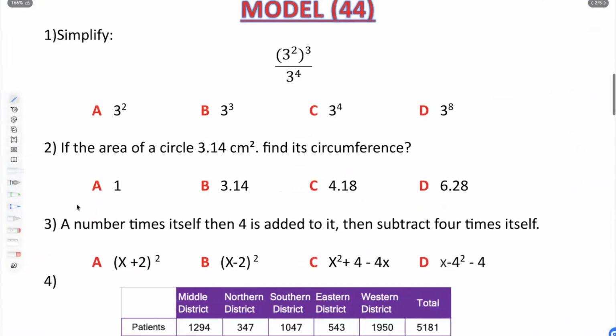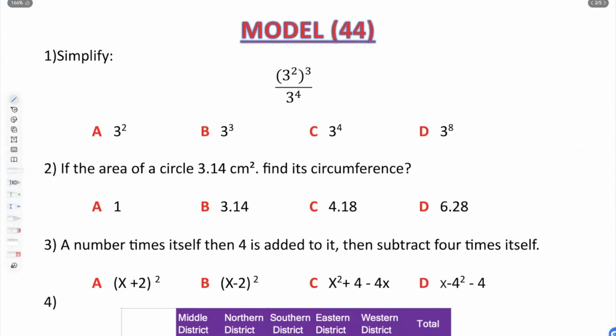Okay, we can start now. Let's start with the first question. Question 1, simplify: 3 squared all to the power of 3 over 3 power 4.